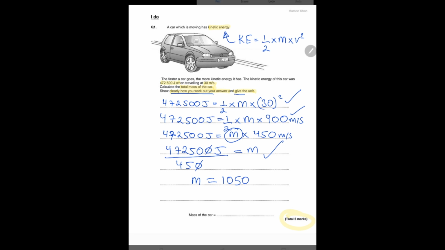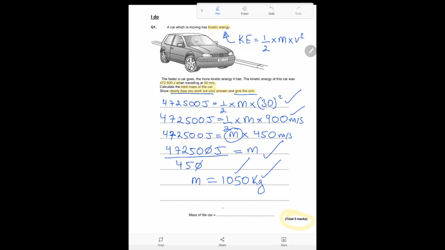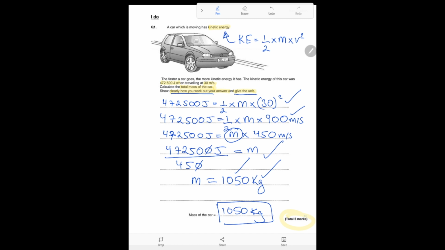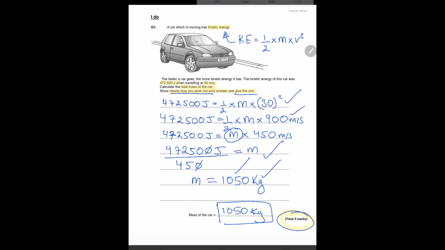And that's my value for mass, but I need to know what is my mass given in terms of units, because it said here give the unit, and that will be kilograms. So I get another mark for getting the right answer, which is 1050, and I get another mark for writing down the units. And so I make sure I write that in where they've specified. So 1050 kilograms. And here, I've made sure I obtained the full 5 marks.